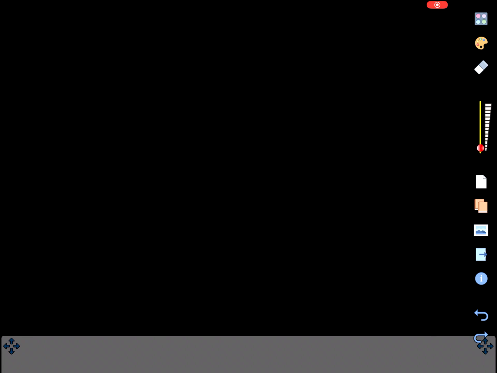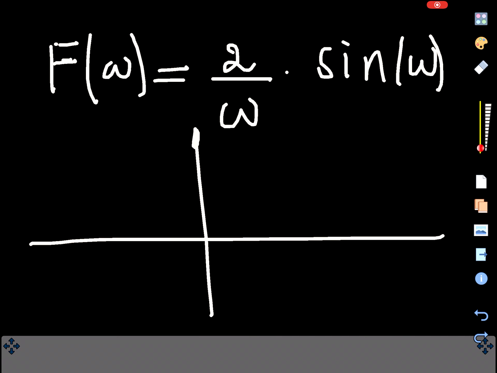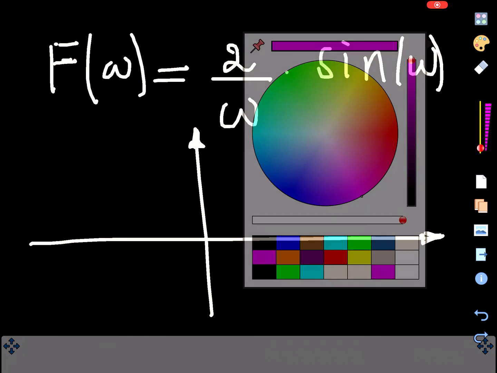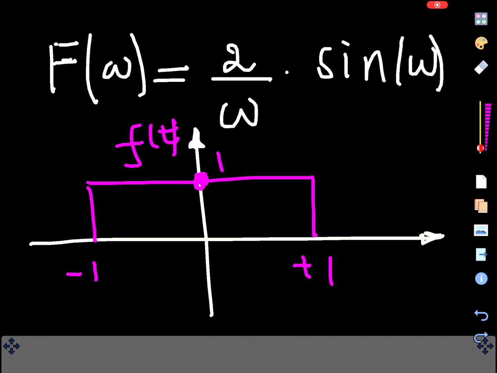As a result, I can write F(omega) will be equal to 2 over omega sine of omega. And this will be the Fourier transform of the gate function, which exists from -1 to +1 with an amplitude equal to 1. So this is f(t) versus time.